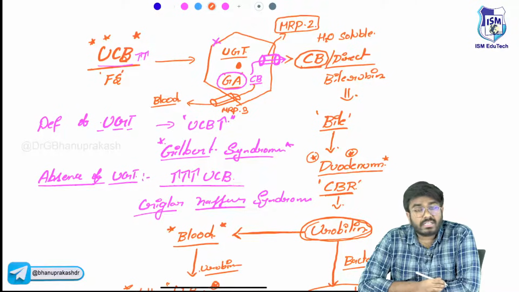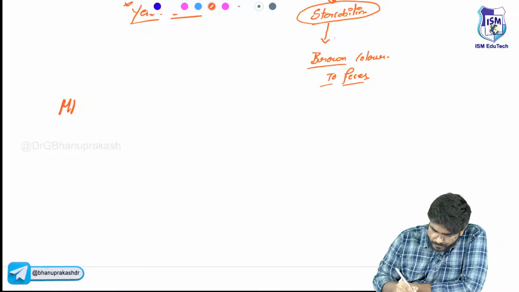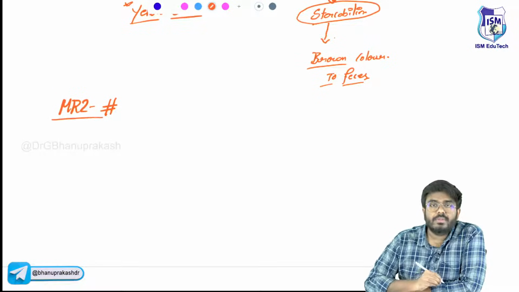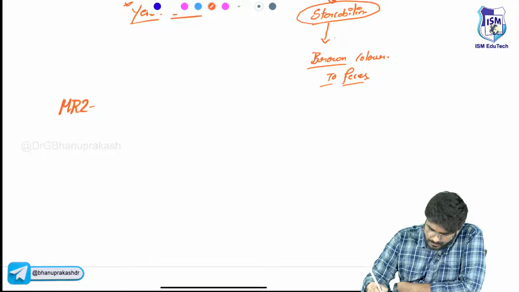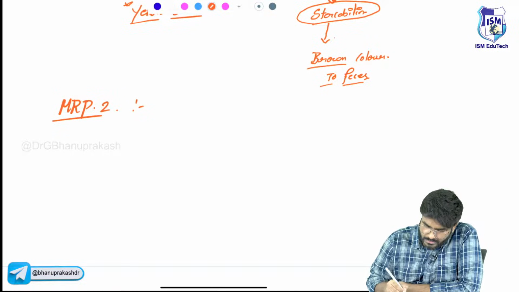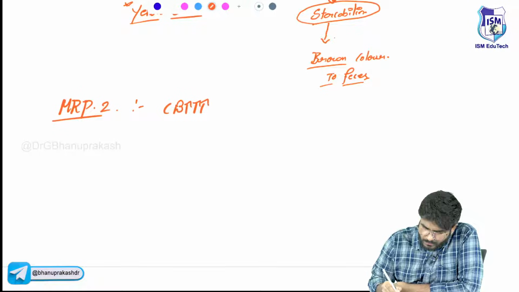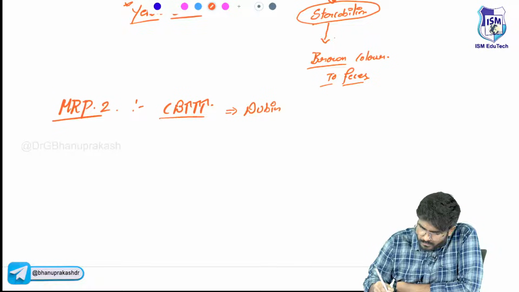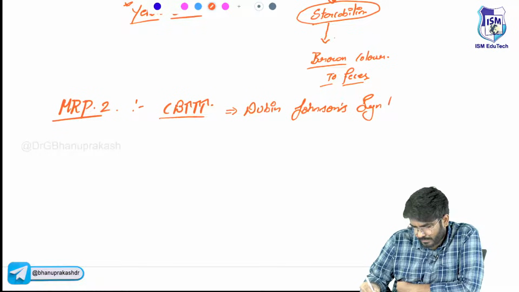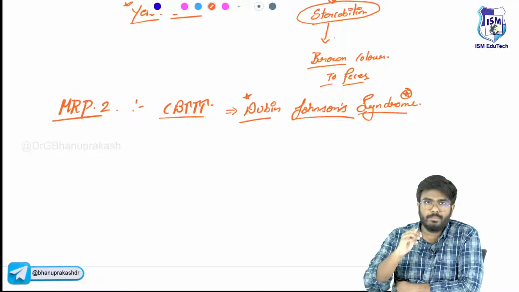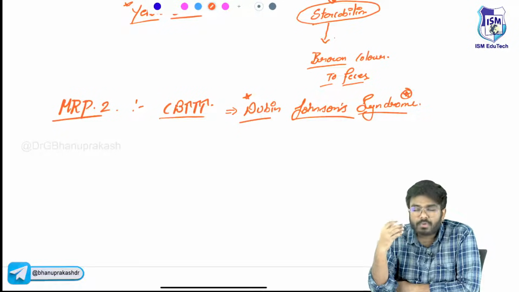So the condition where this MRP2 transporter is defective, do you know the name of the syndrome, where the conjugated bilirubin levels rise in the blood? This syndrome is called Dubin-Johnson syndrome. These three are the high yielding things for the exam, which I explained in the beginning. So what is Dubin-Johnson syndrome?